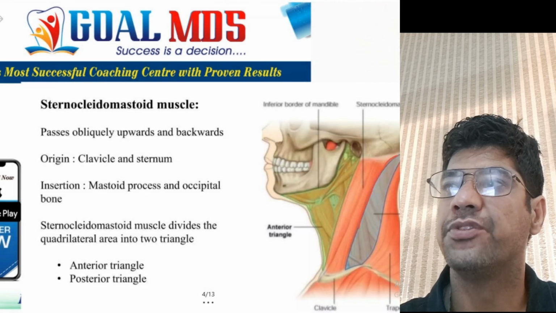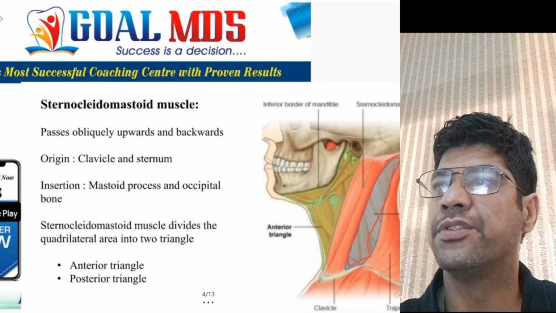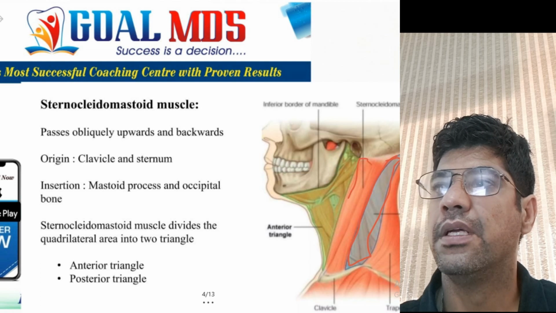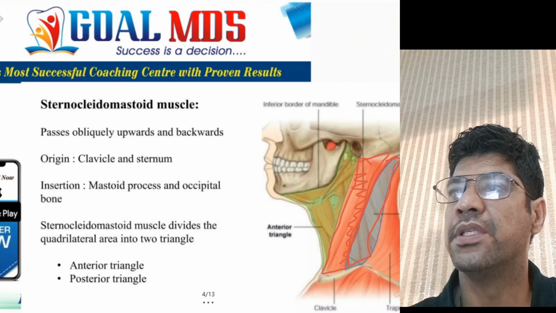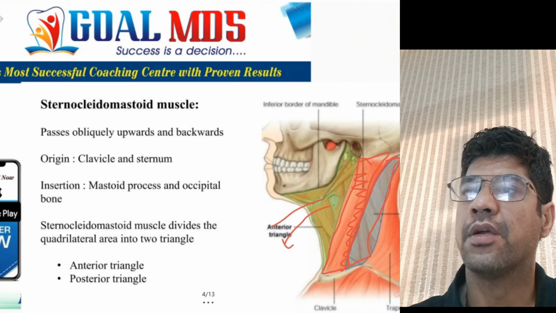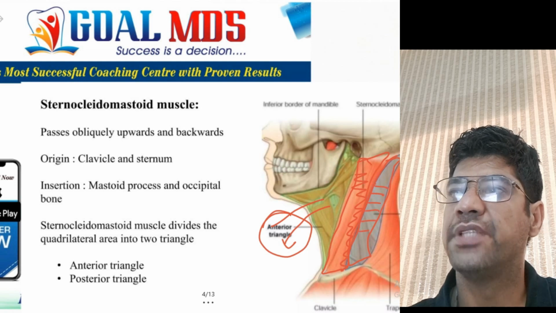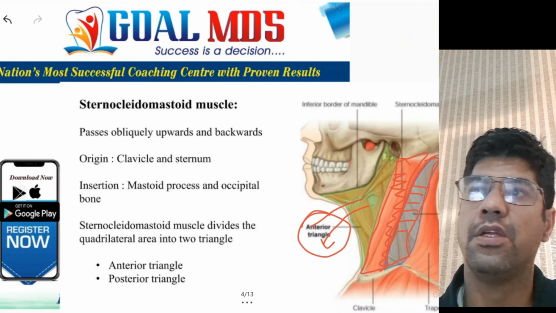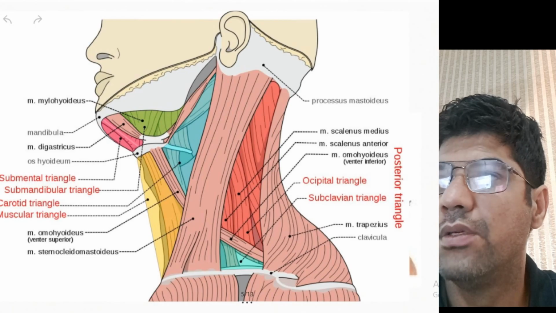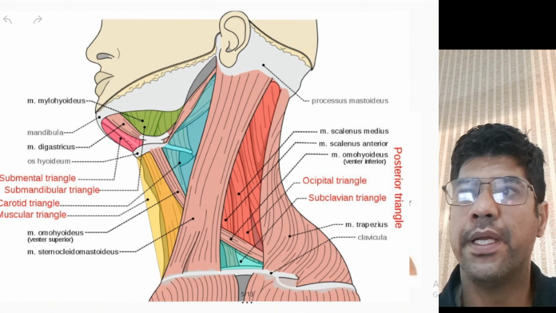So this one is the sternocleidomastoid muscle. It divides the quadrilateral area into the anterior region, which is the anterior triangle, and the posterior region, which is the posterior triangle. So we shall be discussing about the anterior triangle today.